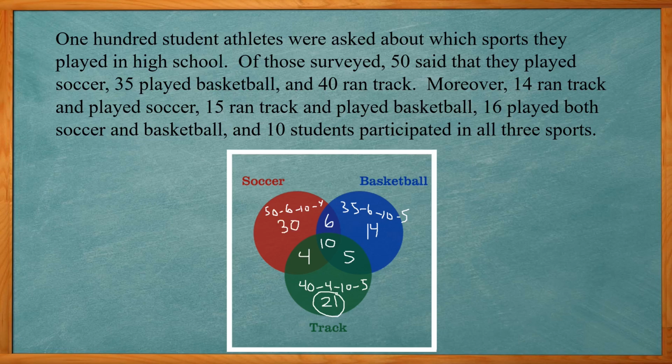So if we look at this, we have 30 people who played soccer and only soccer. We have 6 people who played soccer and basketball. We have 4 people who played soccer and track only. We have 5 people who played basketball and track only. 10 people played all 3 sports. 14 people only played basketball and nothing else. And 21 people only played track and nothing else. So that's how you read it.